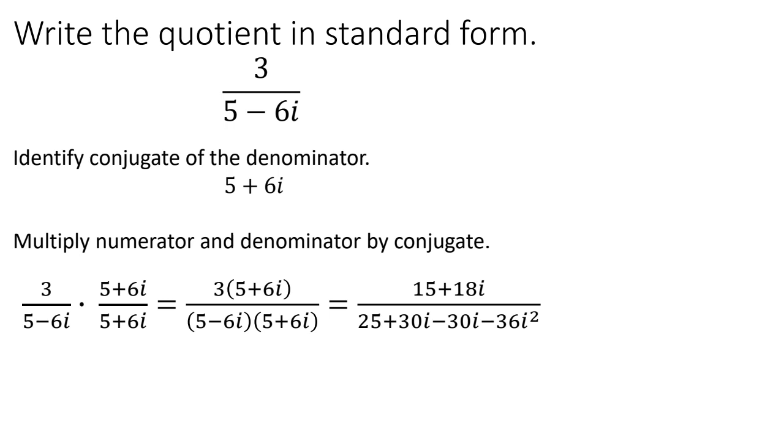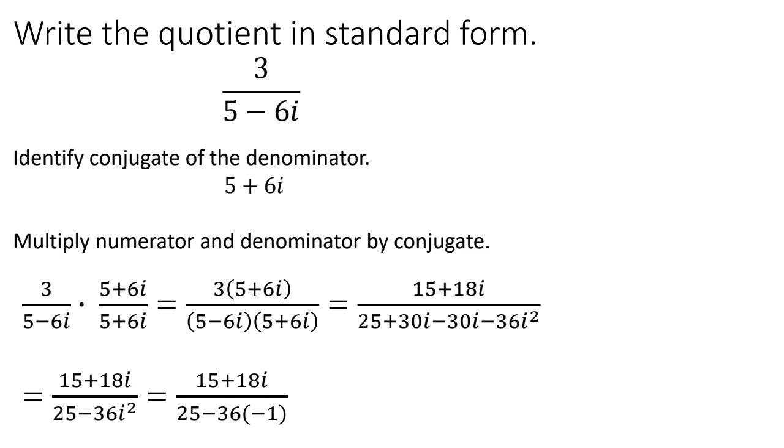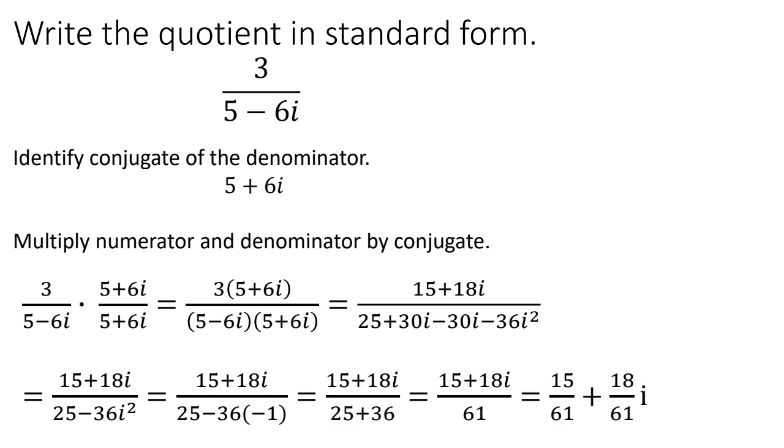Let's combine my two terms. I have 30i minus 30i, that's 0. And then i squared is negative 1. So a negative 1 times a negative 36. Here, I did the 30i minus 30i first. And then here I'm talking faster than I'm clicking. So we have i squared is negative 1. So negative 1 times the negative 36 is going to give me a positive 36. And 25 plus 36 is 61.